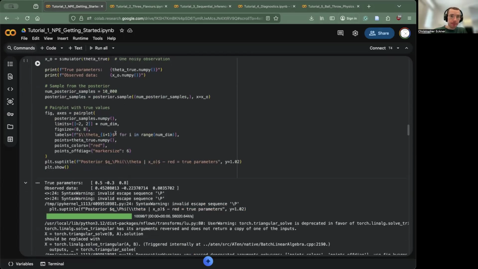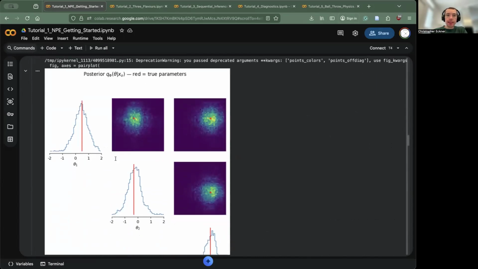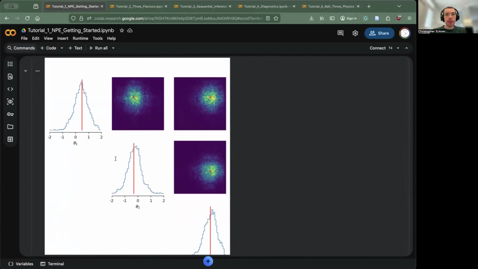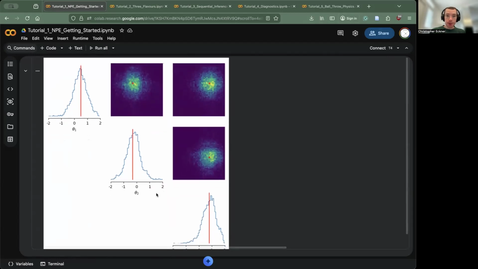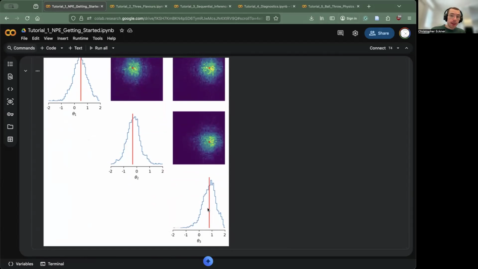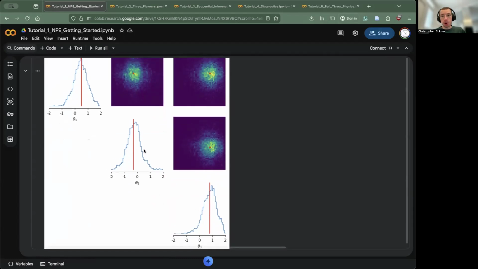Let's plot this as a corner plot or pair plot. We see here a histogram of the different points we've drawn in the three dimensions and how they distribute in space. The red line is the true value for theta in this dimension. And you see that indeed the posterior is correctly positioned around the mean that should be there as the true parameter, with something like a Gaussian posterior.